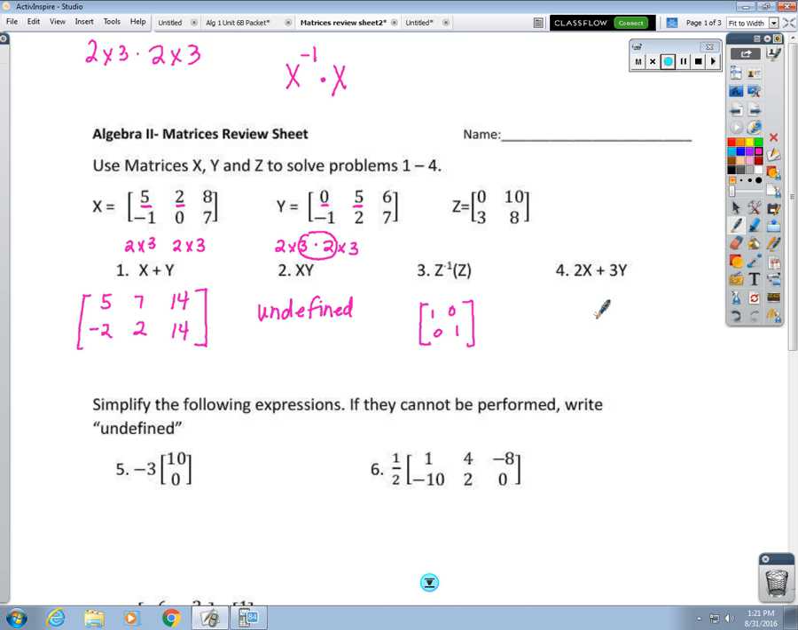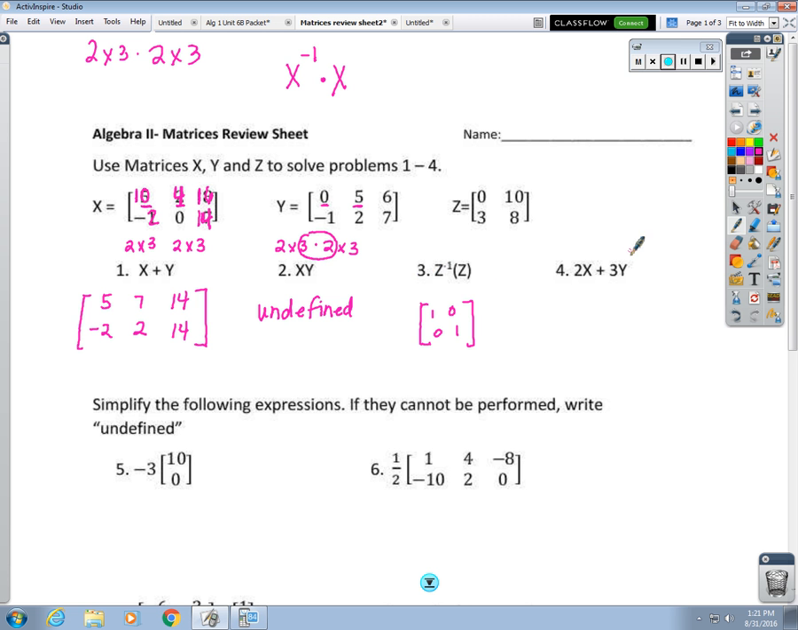All right, number 4. What is number 4 wanting you to do? Right. You multiply matrix X, which is this matrix, by 2. When you do that, what will the 5 become? 10. What will the 2 become? 4. What will 8 become? -1 will become -2, right? -1 times +2 is -2. 0 will become 0, and 7 will become 14.